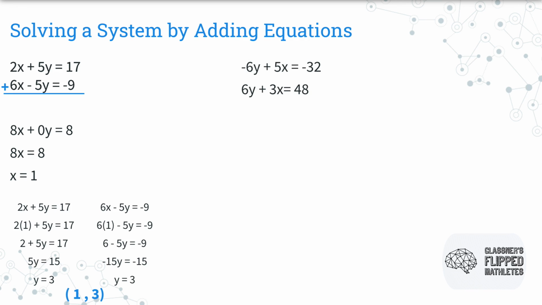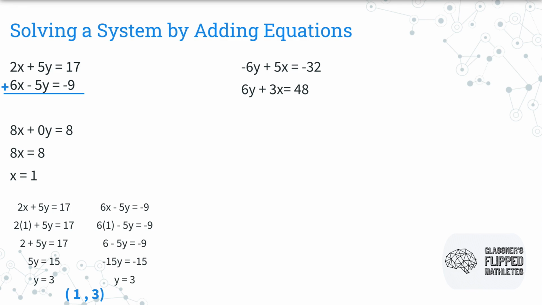Let's do another one. Negative 6y plus 5x equals negative 32, and 6y plus 3x equals 48. Again, x's and y's are lined up. This is kind of standard form, but not exactly. And so let's eliminate. Adding won't eliminate the x's because I'll have 8x. Subtracting won't eliminate the x's because then I'd have negative 2x.